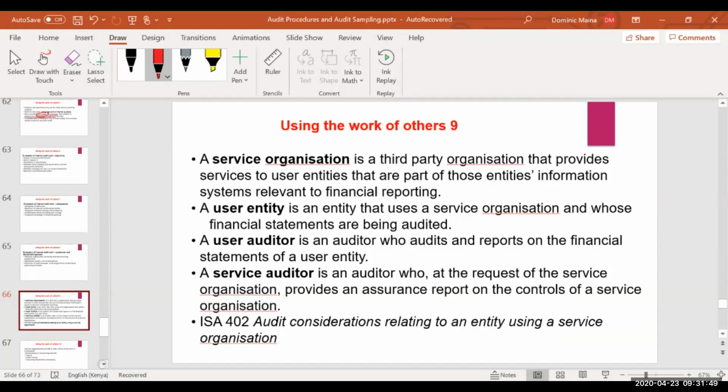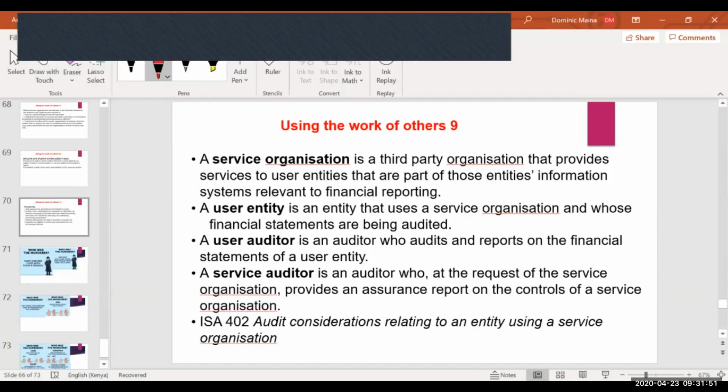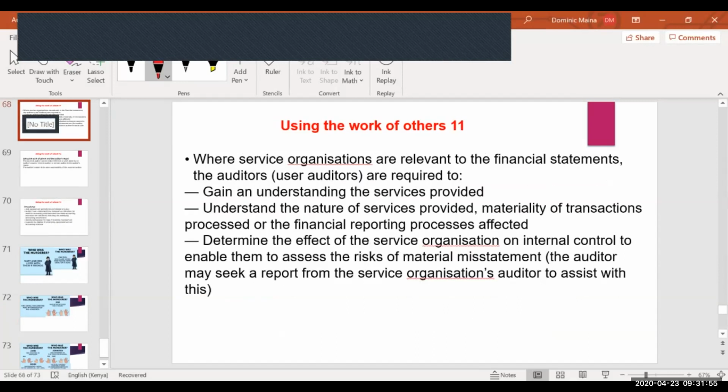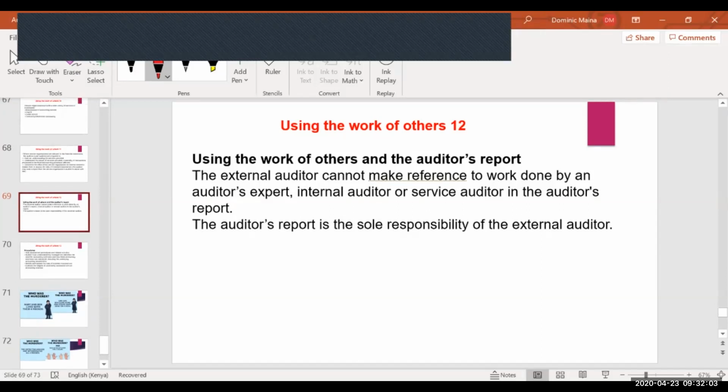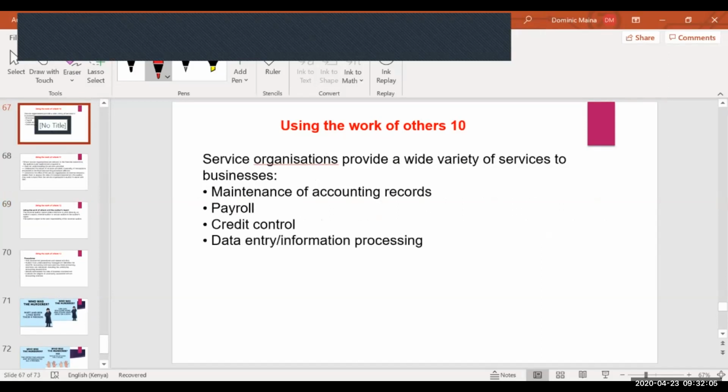Okay, because I don't want to go into detail on that particular ISA. I would not want to, because all the others are more towards the service organization, which I don't want to do. Maybe just an example of how or where you can use the service organization.